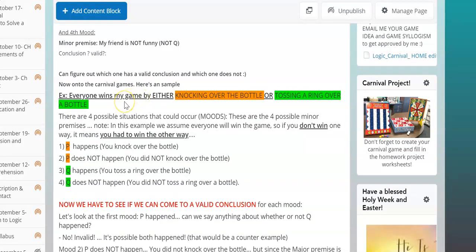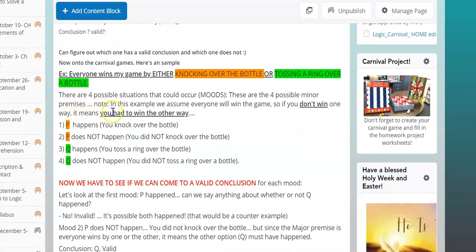So here's my syllogism for my carnival game: everyone wins my game by either P or Q, either knocking over the bottle or tossing a ring over the bottle. So basically, we're going to have 4 different moods, and they're all going to show ways that you win the game. So these are the 4 possible minor premises. Now, in this example, we assume everyone will win the game. So if you don't win one way, it means you had to win the other way. So your 4 moods would be P happens, P does not happen, Q happens, or Q does not happen. And you have to figure out if, by that minor premise, you can come to a valid conclusion or not. So it's kind of like the example of the smart and funny.